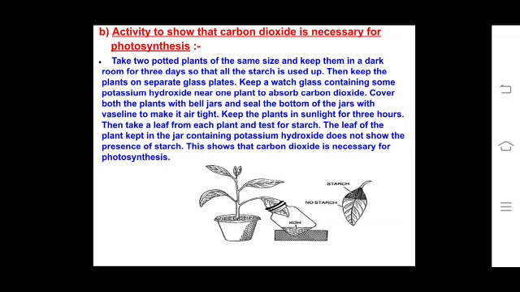What we have to do is take a potted plant in the same way, keep it in the dark room for 3 days, then take it out, then select one healthy leaf. On that healthy leaf you fix a light screen. Light screen means any black thick paper.